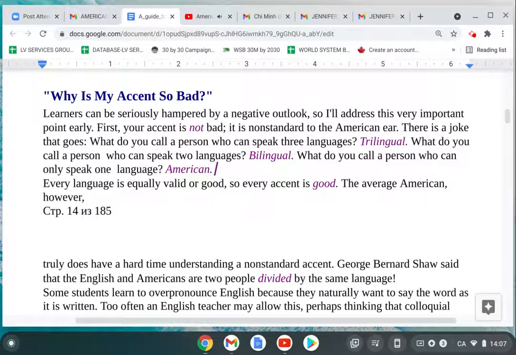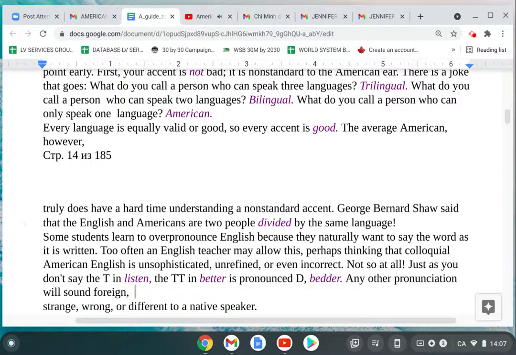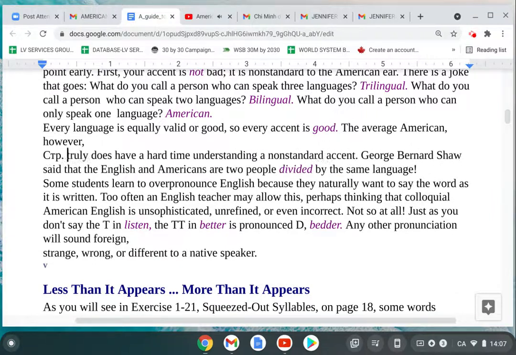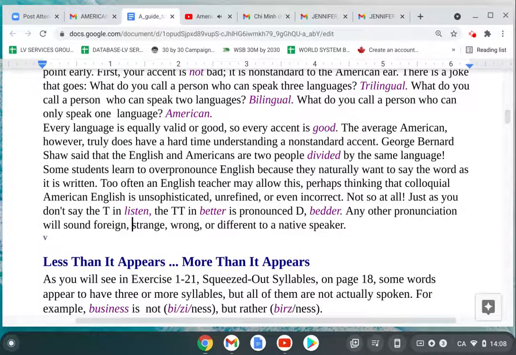The average American, however, truly does have a hard time understanding a non-standard accent. George Bernard Shaw said that the English and Americans are 2 people divided by the same language. Some students learn to overpronounce English because they naturally want to say the word as it is written. Too often, an English teacher may allow this, perhaps thinking that colloquial English is unsophisticated, unrefined, or even incorrect.